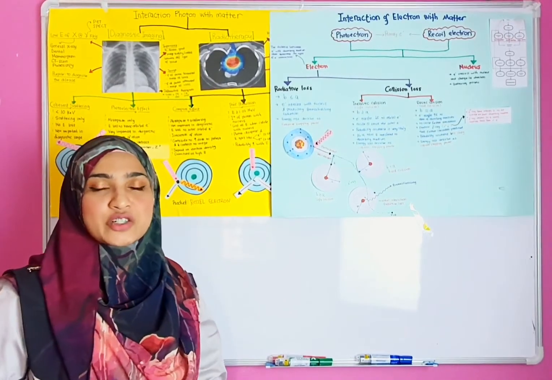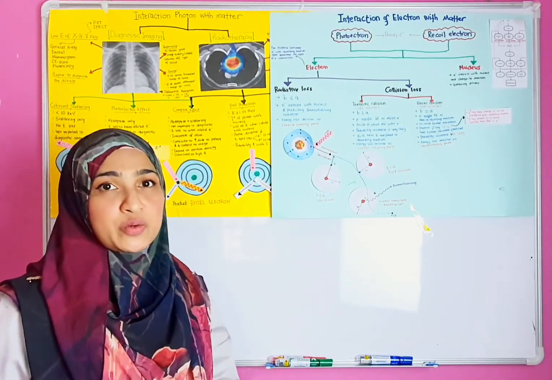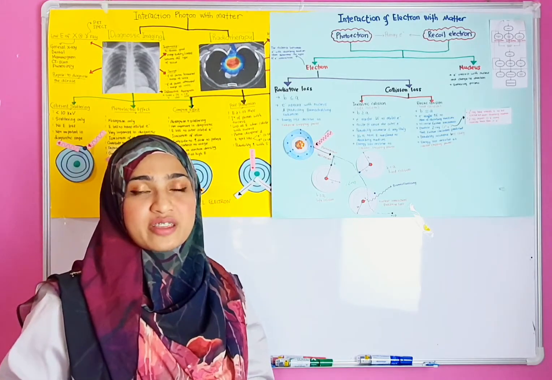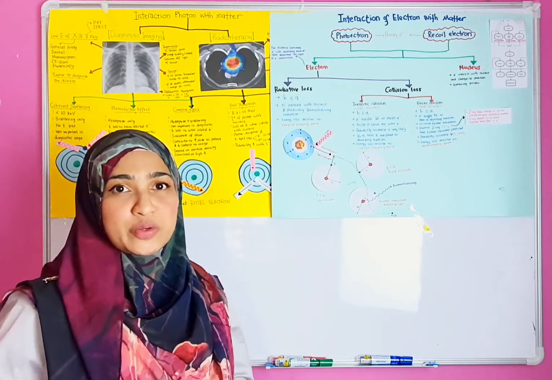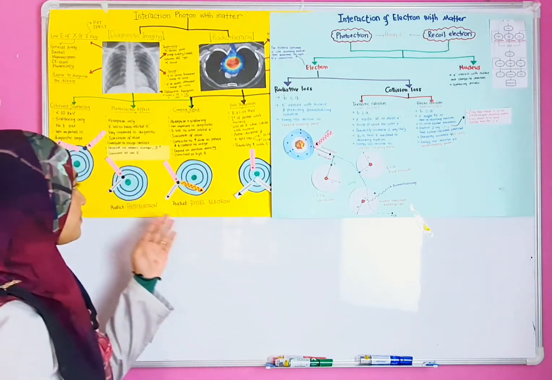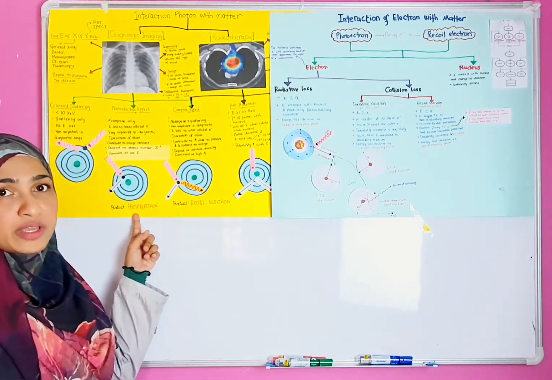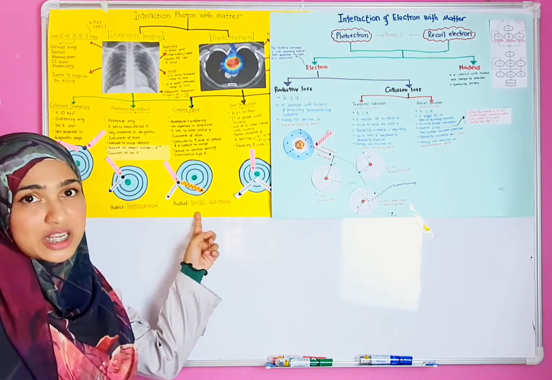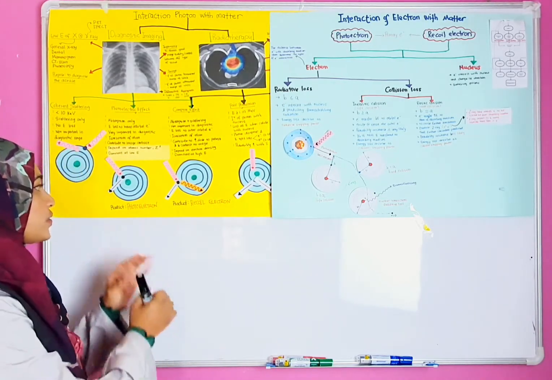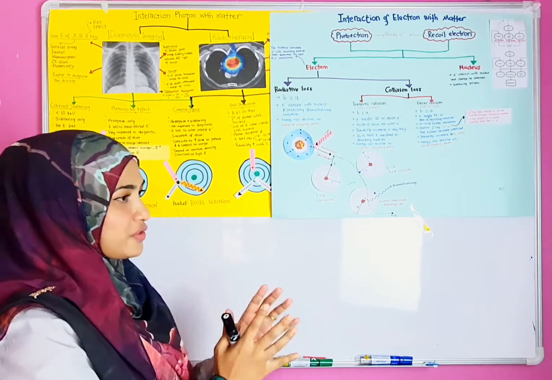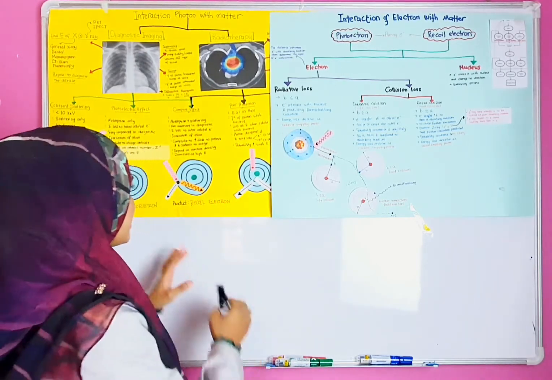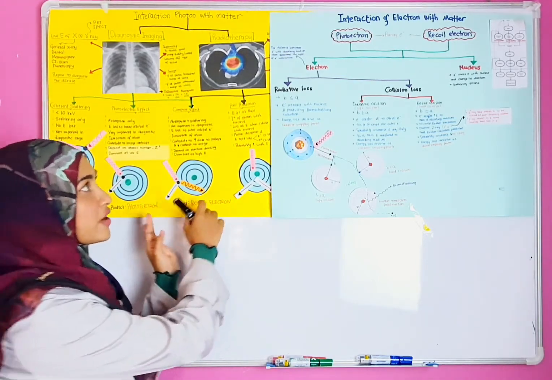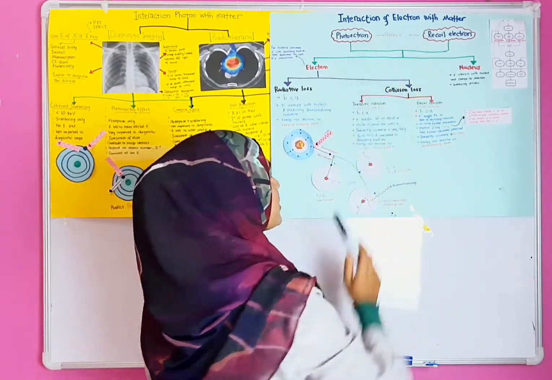For interaction of electron with matter, firstly what you need to know is which type of electron is causing further interaction with human tissue. Remember, from the photoelectric effect we have the photoelectron, and from the Compton effect, the product is the recoil electron. So the electrons responsible for further interaction come from these two: photoelectron and recoil electron.